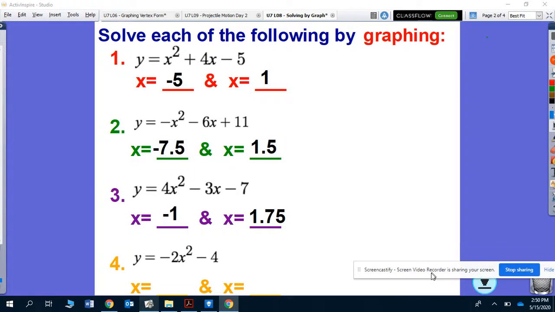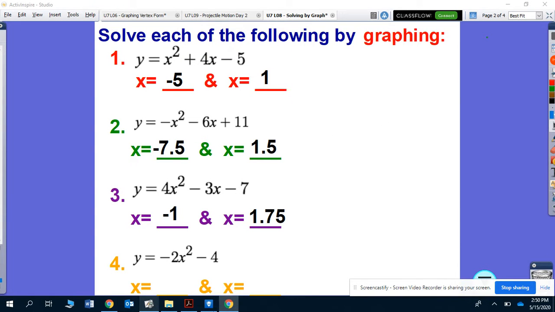All right, so hopefully you typed all those in Desmos and you got these answers right here. You'll notice that some of them were not exact numbers, right? Like negative 7.5 for number two, that was rounded. It was like negative 7.47, something of that nature. So you won't get exact answers every single time.